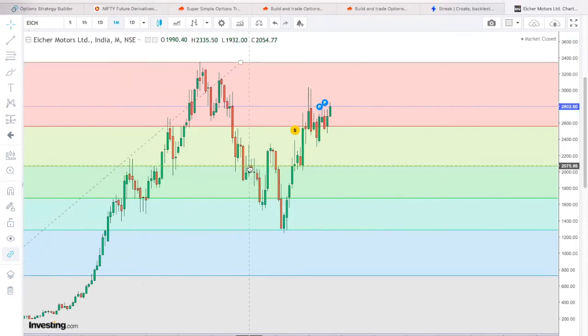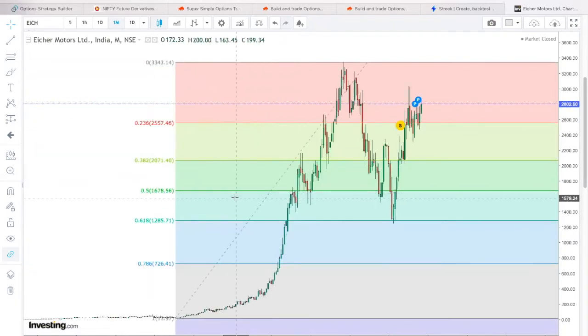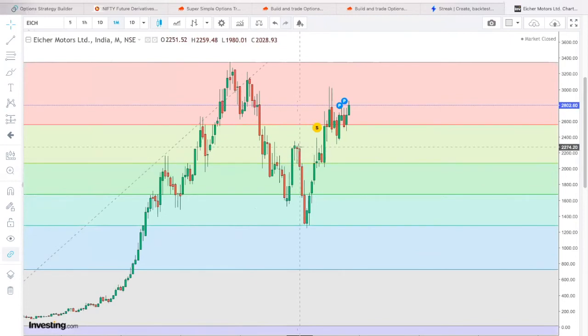See the power of golden ratio. Every golden ratio will act like a support and resistance. It came down, again it went up, this line will act like a resistance. Again it came down, this line will act like a support. It took support near 0.5 golden ratio and bounced.